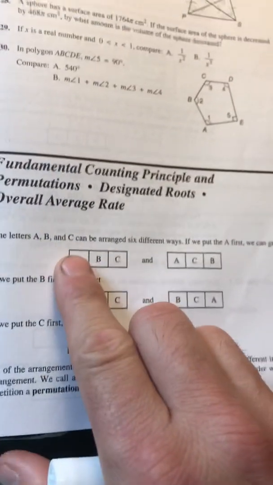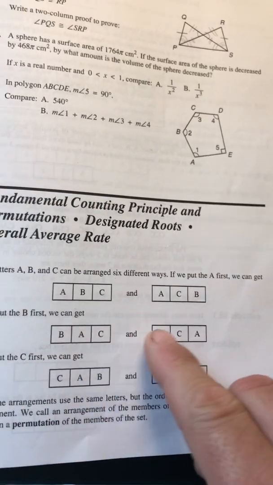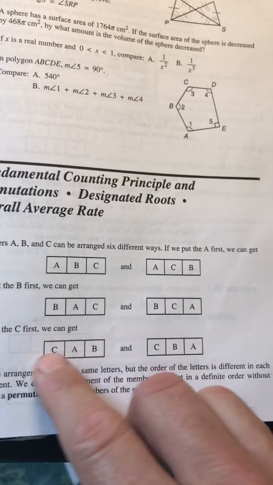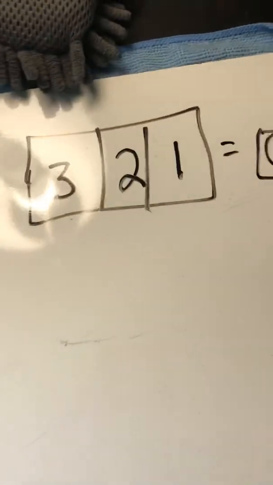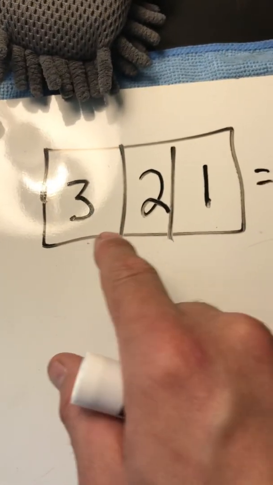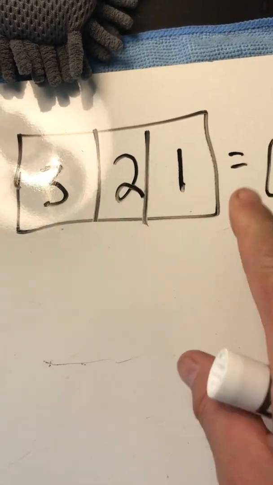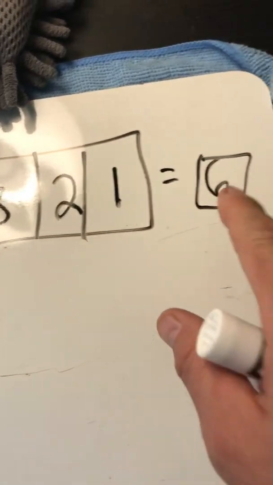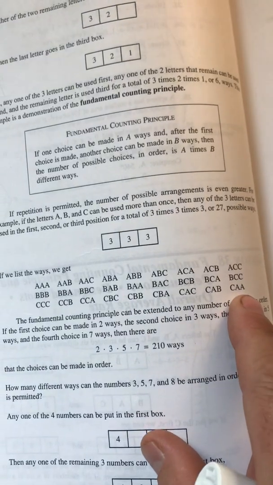Okay? ABC, ACB, BAC, BCA, CAB, CBA. So you can see that when you do a permutation, it's the number of options for the first box, and then number of options for the second box, number of options for the third box. This is without repetition. So 3 times 2 times 1 is 6. Now, what if there was repetition? Holy underwear. There are a lot more.